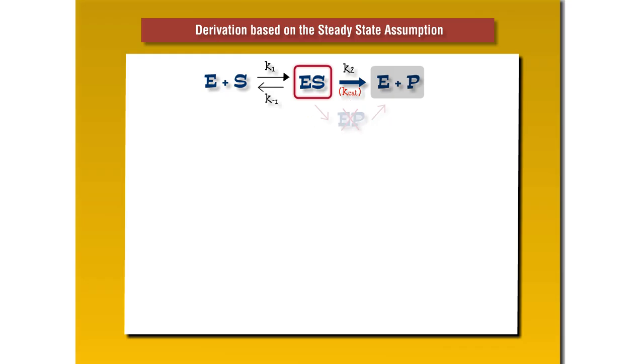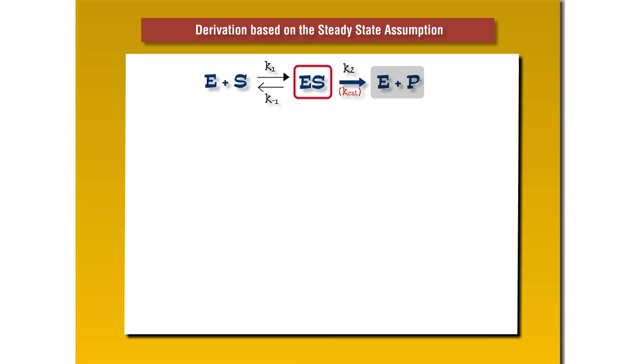Note that in this mechanism, no EP complex is shown. This means that, once formed, the product dissociates rapidly from the enzyme to form E plus P. In other words, the half-life of the EP complex approaches zero. If the product dissociates slowly from the enzyme, then the EP complex must be included in this mechanism.